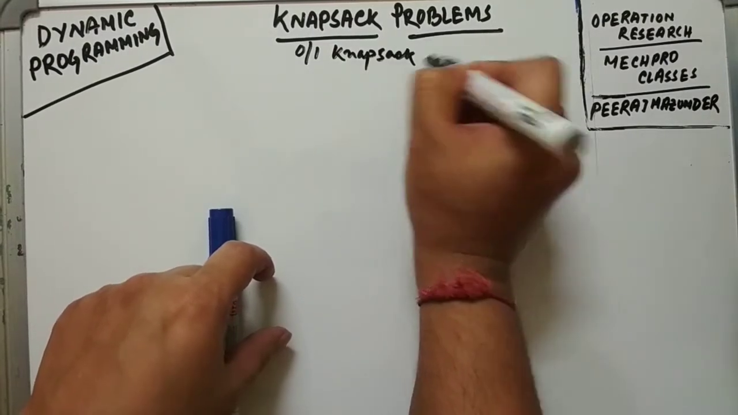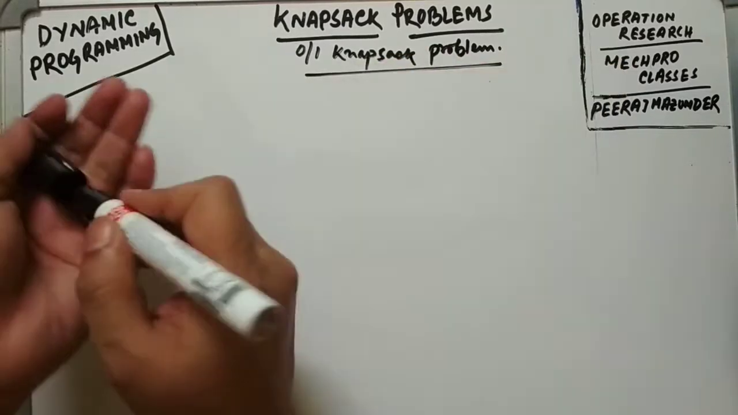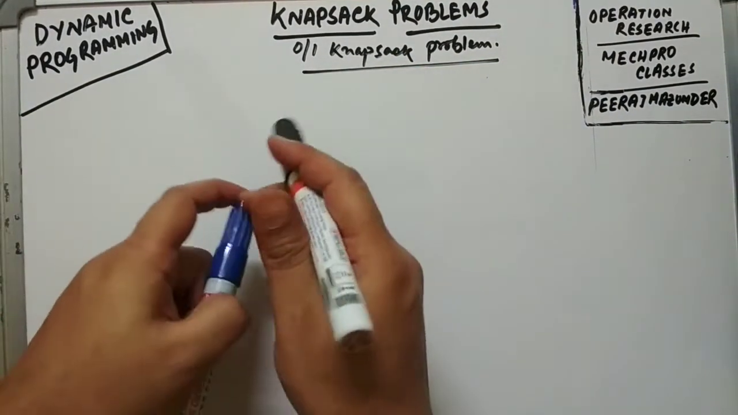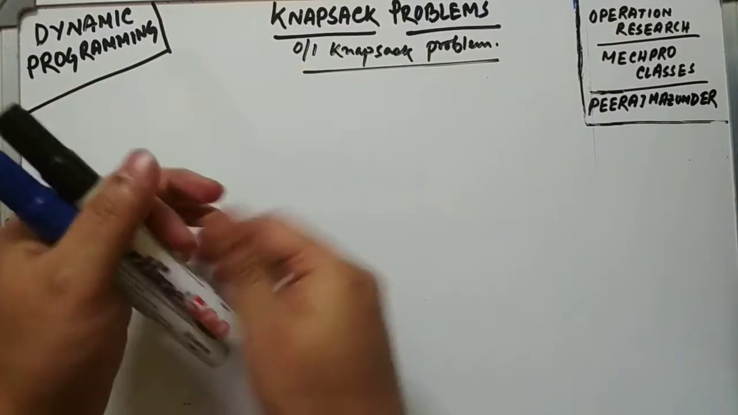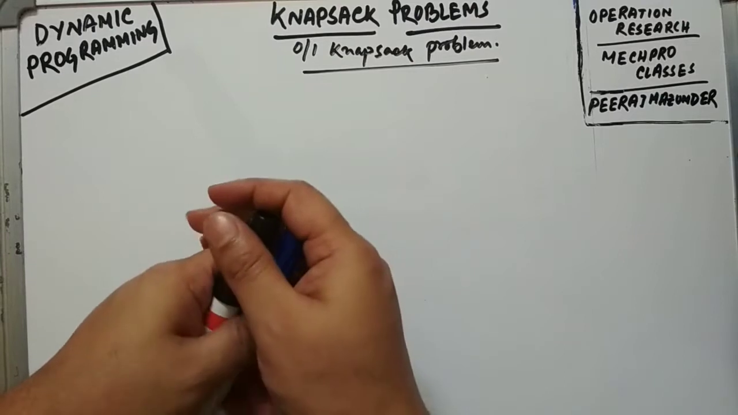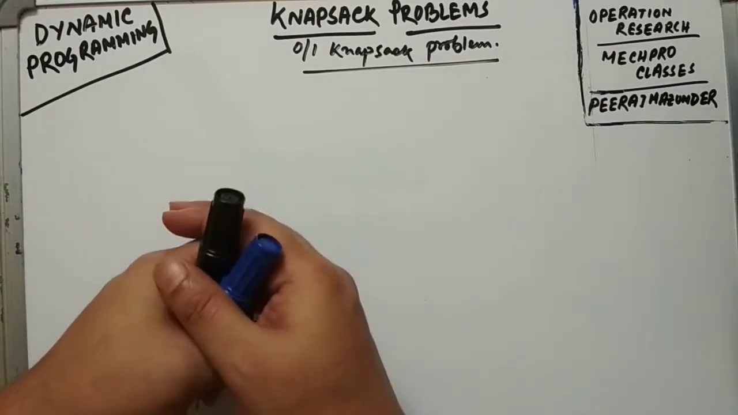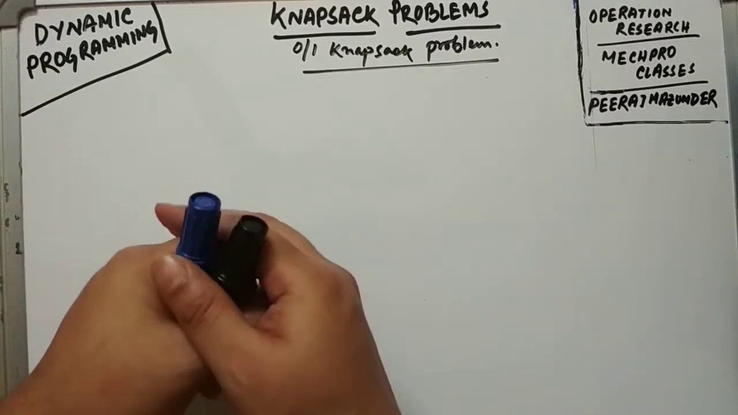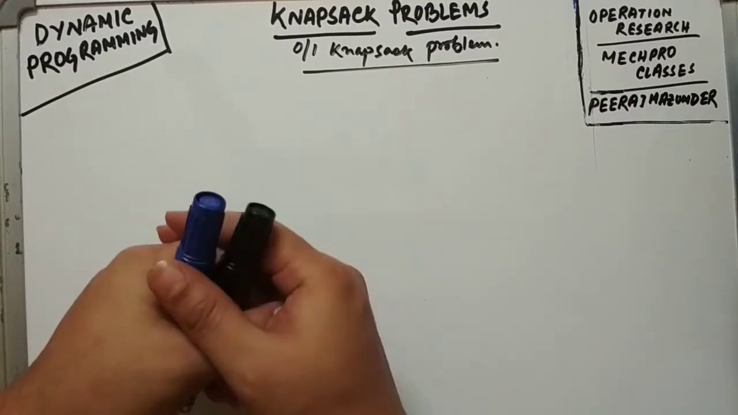Okay. So previously we have seen the introductory part of dynamic programming. Next we have the stagecoach problem. Now we are coming to the knapsack problem. And if you haven't seen the previous videos, I suggest you watch them. Now, as you already know the concept of dynamic programming, I can directly go to the knapsack problem.